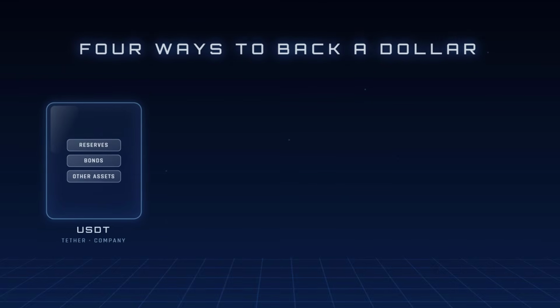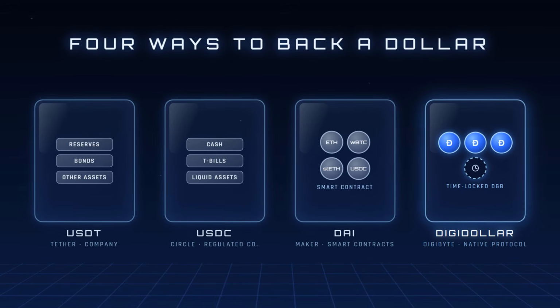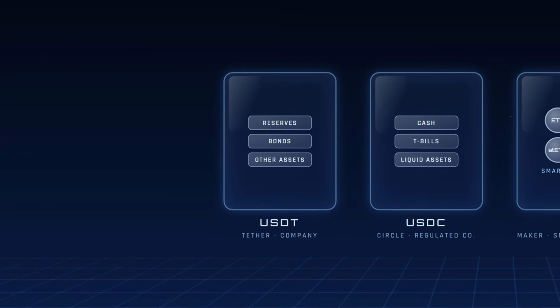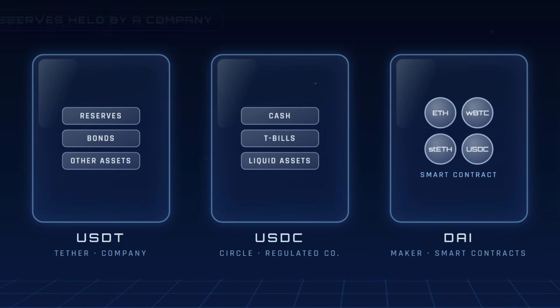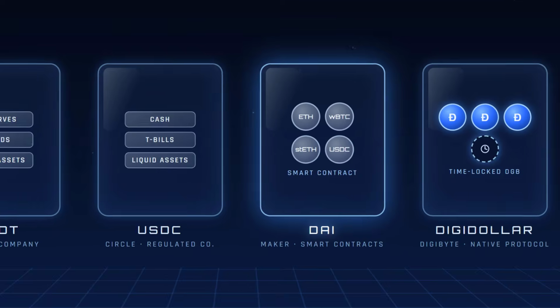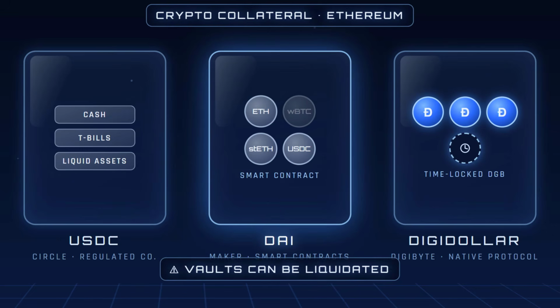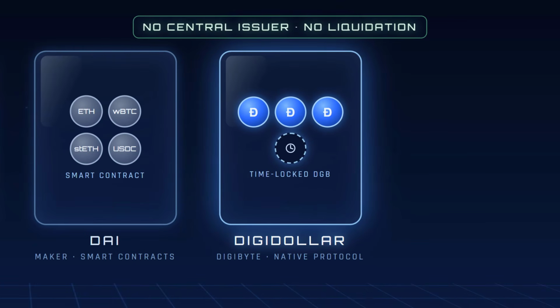So how is DigiDollar different from the major stablecoins? USDT is issued by Tether and backed by reserves managed by the company. USDC is issued by Circle and backed by cash and highly liquid reserve assets. Both are widely supported, but users depend on centralized issuers and traditional financial infrastructure. DAI is different. It is generated through the Maker protocol using smart contracts and approved collateral. However, under-collateralized vaults can be liquidated to protect the system.